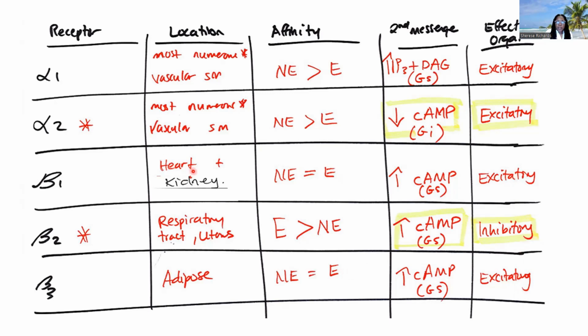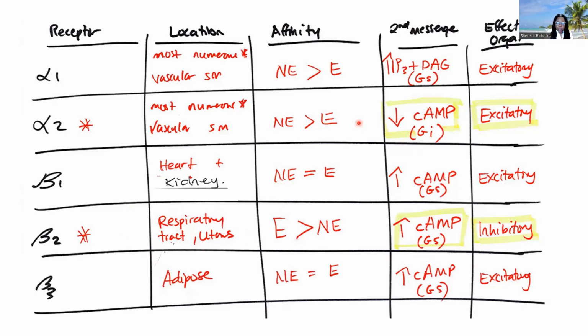Beta-1 is found in the heart and kidneys. Beta-3 is found in your adipose tissue. So they behave quite similarly, but they're found on different tissues. Beta-2, on the other end, prefers epinephrine. It's the only one that prefers epinephrine, and that preference results in an inhibitory response to the tissues. So even though it is increasing its second messenger in the respiratory tract, in the uterus, and also the lungs, which I left out here, that will result in inhibition to that specific tissue.